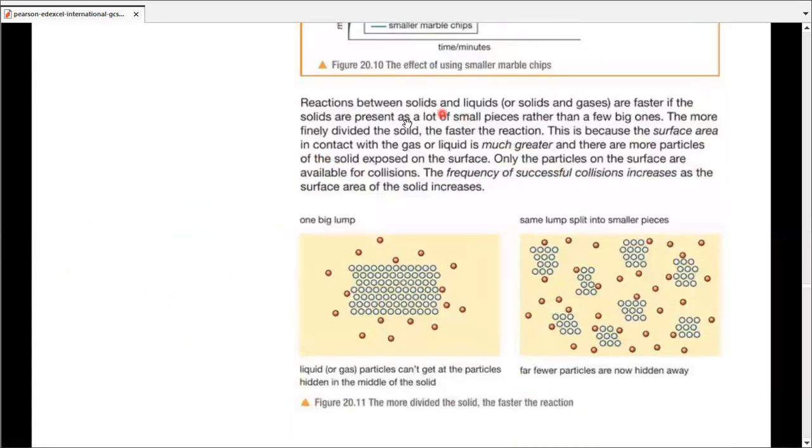All right. So the reactions between solids and liquids or solids and gases are faster if the solids are present as lots of small pieces rather than few big ones. And this is the diagram where they explain it. Now you would have an idea how a big piece has a smaller surface area and it gives a slow reaction, while smaller pieces have a larger surface area and they can turn up the reaction pretty fast.